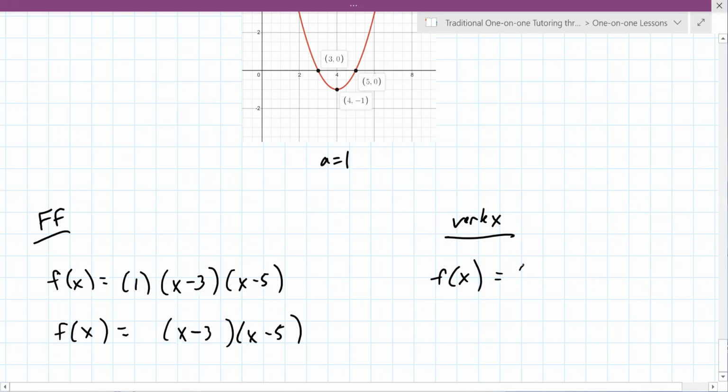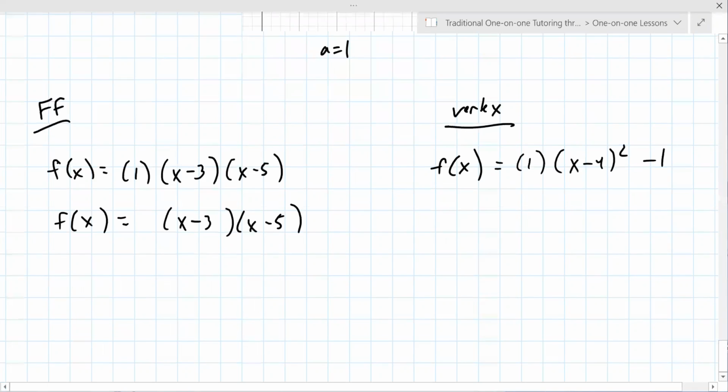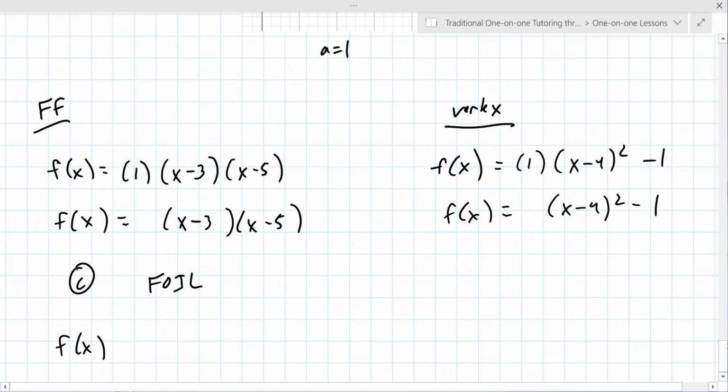All right. f(x) equals 1 times (x minus 4) squared minus 1. Great. And on the left, if we pretty it up, it would be (x minus 4) squared minus 1. Yes. So on the left here, I'd like you to FOIL (x minus 3)(x minus 5). I got x squared minus 8x plus 15, and I'm going to do the other one. You have to directly write what it is. So (x minus 4) squared, 2 times minus 1.